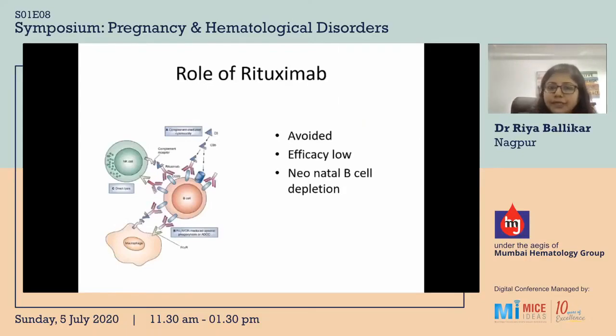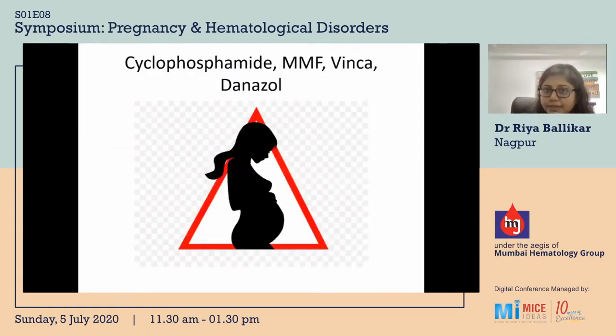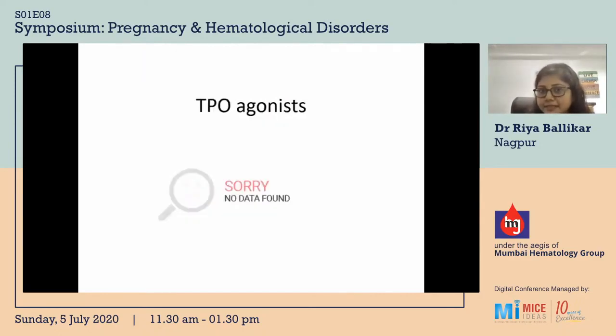Role of rituximab: avoided, because as we know, the long-term efficacy of this MAB in ITP is very low. And in addition, it causes neonatal B cell depletion. So I would avoid rituximab in pregnancy. Cyclophosphamide, MMF, Vinca, and Danazol are drugs which are category X. They are contraindicated in pregnancy because they are known to cause teratogenic effects in the fetus.